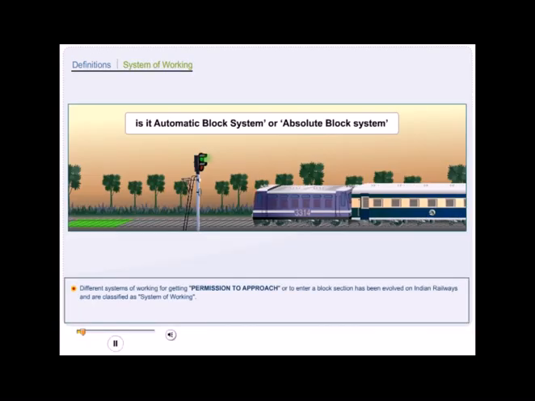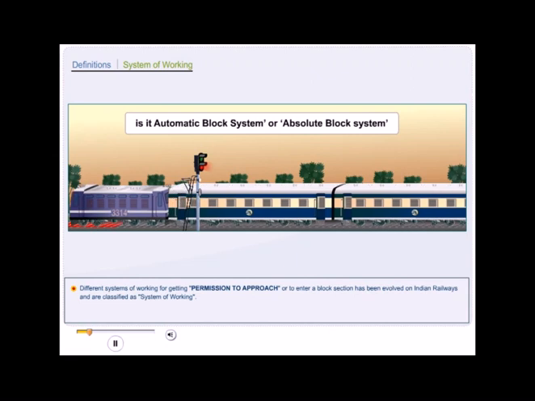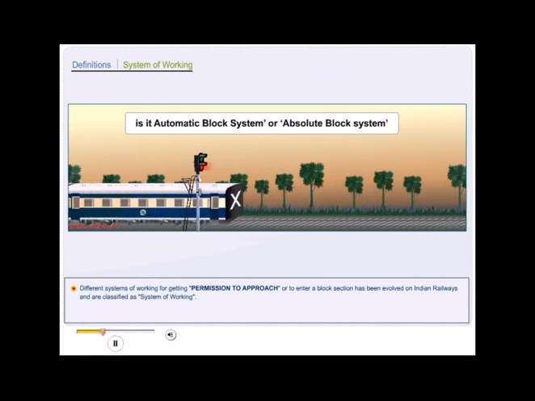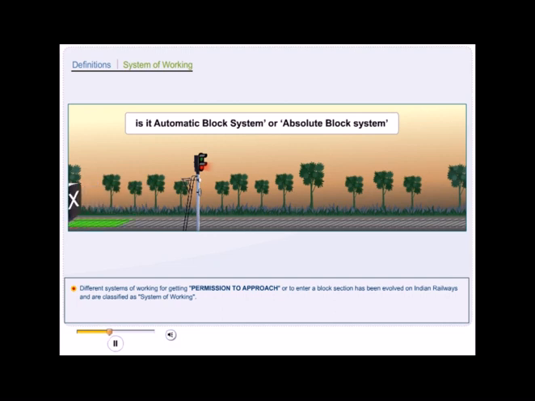Different systems of working for getting permission to approach or to enter a block section have been evolved on Indian Railways and are classified as system of working. Absolute block system and automatic block system only shall be used in all Indian Railways, unless the other systems are especially permitted by the Railway Board.